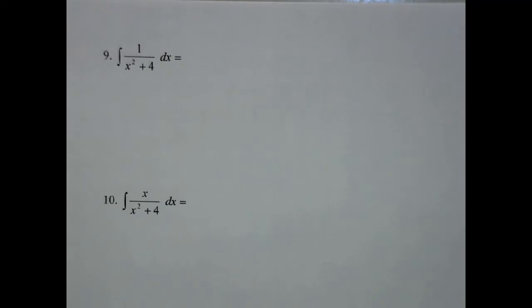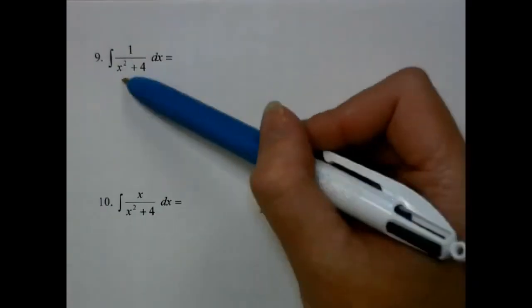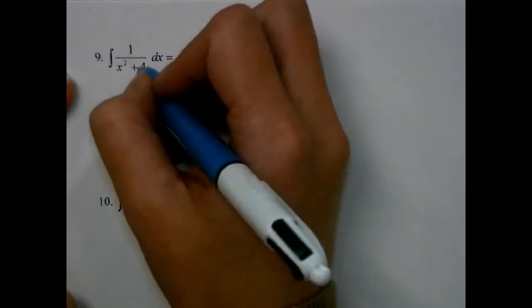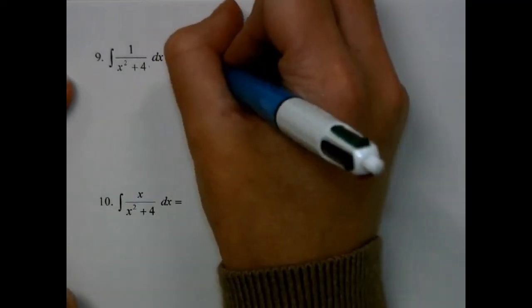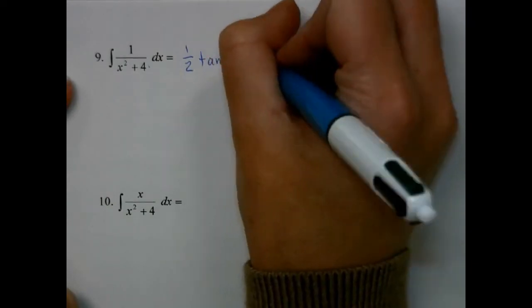Alright, so on this next page we have 1 over x squared plus 4, x over x squared plus 4, x squared over x squared plus 4, and then 1 over x squared minus 4. All of these are going to have different strategies. If it's just a 1 over x squared plus something, then that's tangent inverse, and it's always going to be the square root of this. So this is 1/2 tangent inverse of x over 2 plus c.